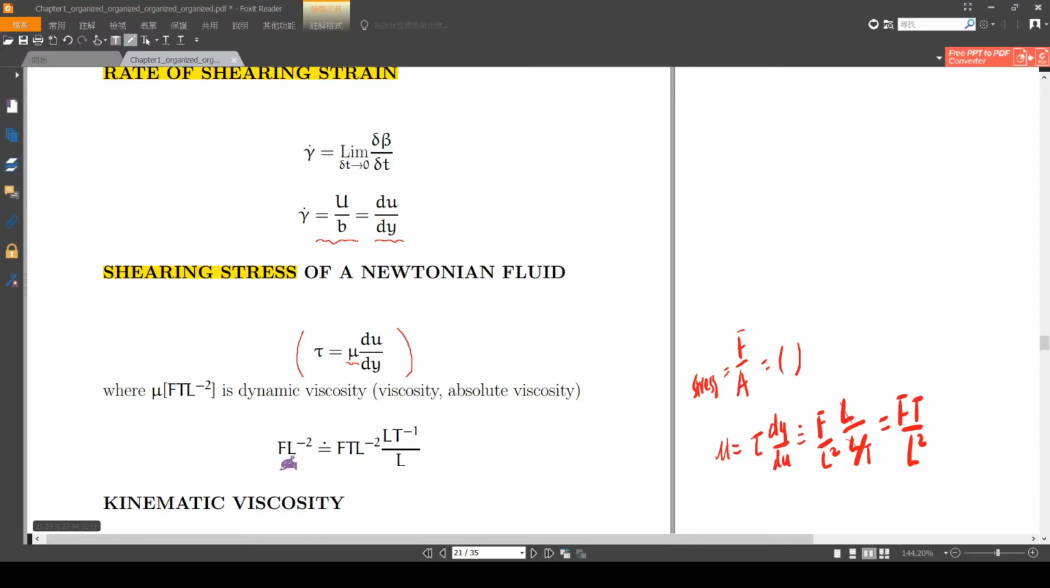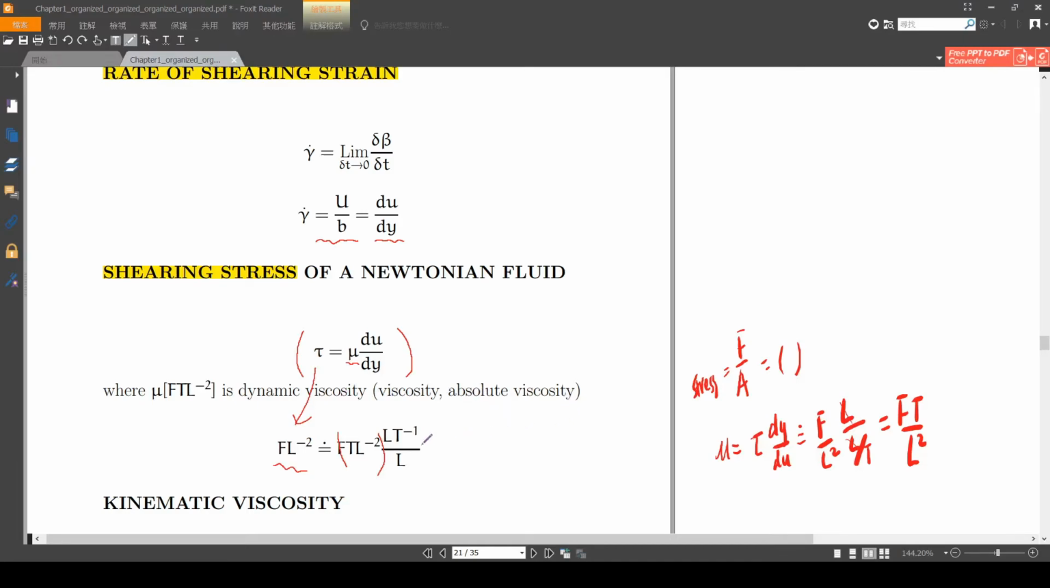So this part is the dimension of the shearing stress. This is the dimension of the viscosity, which we derived here, and this is the dimension of du/dy here. This kind of viscosity we will call the dynamic viscosity, or simply viscosity, or the absolute viscosity.